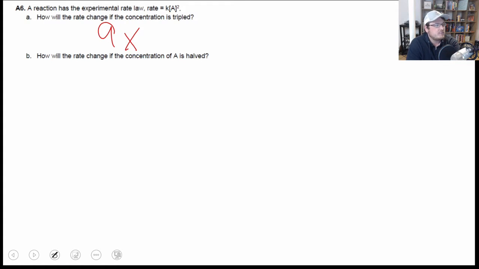The next question is, how will the rate change if the concentration of A is halved? If you square the half, it'll be a quarter of the speed. So it'll slow down by a fourth, or to a fourth of its speed. It'll be 1/4x in that case, because again, you're squaring whatever you're doing. If you're going from something that was previously 1 to something that's 0.5, 0.5 squared is, what is it?